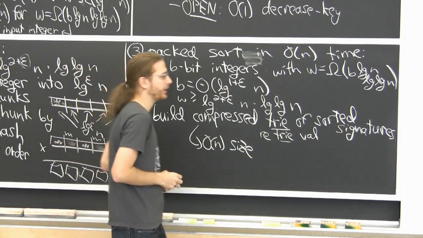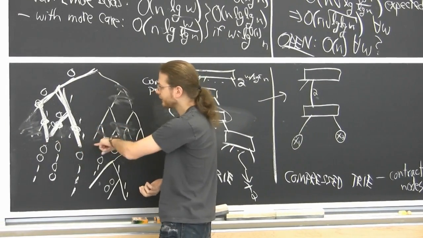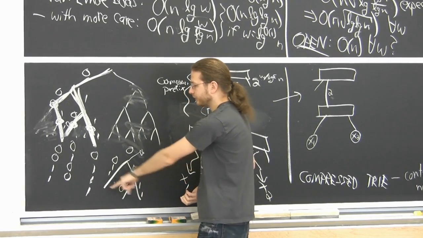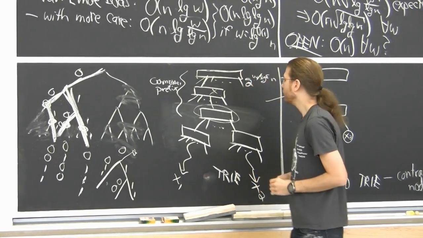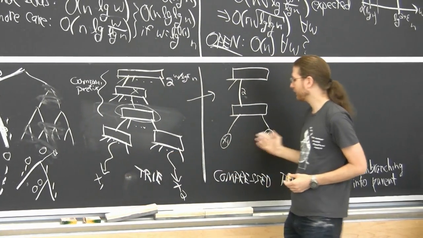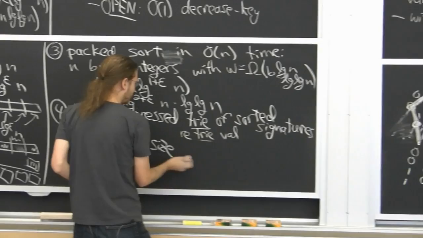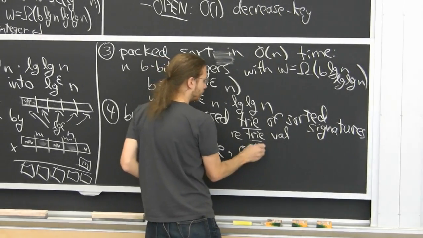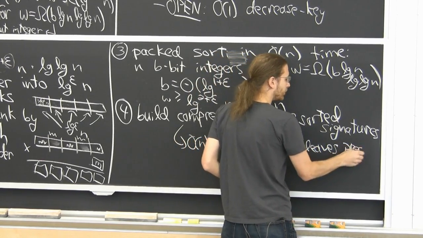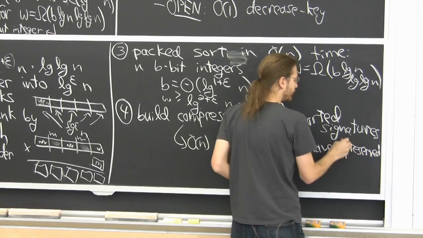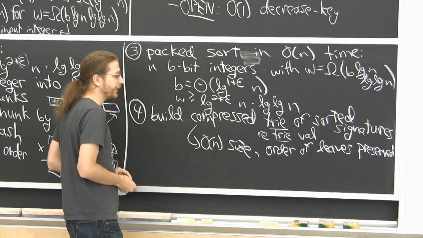Another nice thing about compressed tries is they preserve order. So if you look at the order of the leaves down here, it's the same as the order of the leaves over here. We're not really changing order, we're just making things a little shorter to write down. Same thing over here. I mean, x1 appears to the left of x2. So say the order of the leaves is preserved. The other cool thing about compressed tries is you can compute them in linear time.